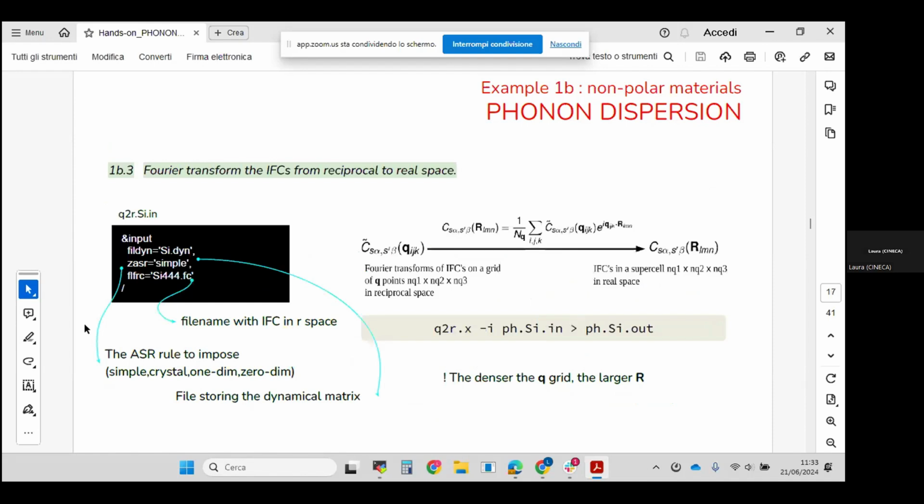Now, once we have these dynamical matrices, you can apply the Q2R program in order to do a Fourier transform from the reciprocal to the real space. This will compute the IFCs in the real space. Now, the input file requires you to specify the name of the file where you stored the dynamical matrices, the acoustic sum rule that you want to impose, and also the name of the file where you will store the IFCs in the real space. Okay.